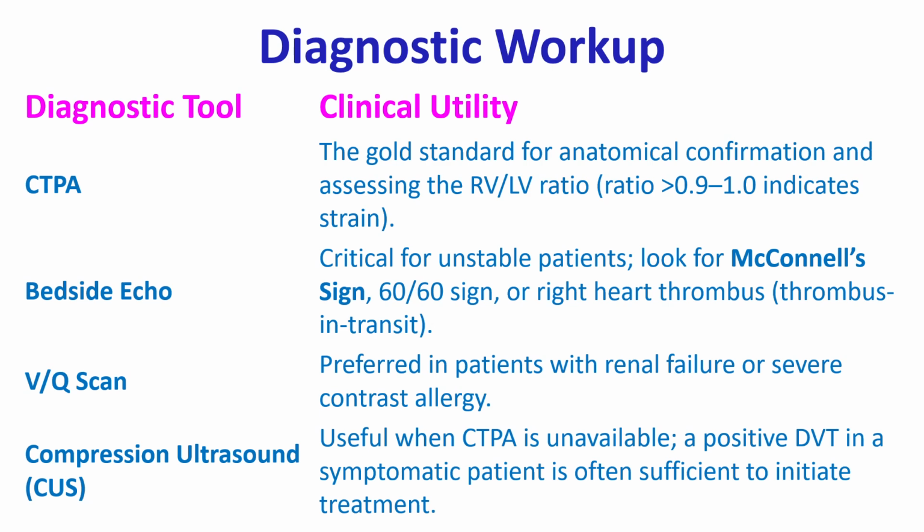Ventilation perfusion scan, VQ scan, is preferred in patients with renal failure or severe contrast allergy. Compression ultrasound is useful when CT pulmonary angiogram is unavailable. A positive deep vein thrombosis in a symptomatic patient is often sufficient to initiate treatment.